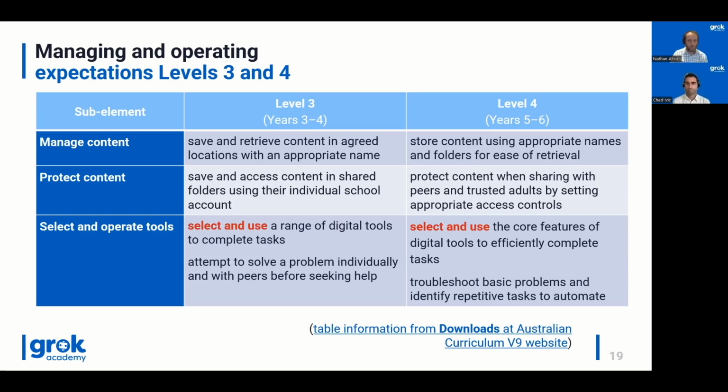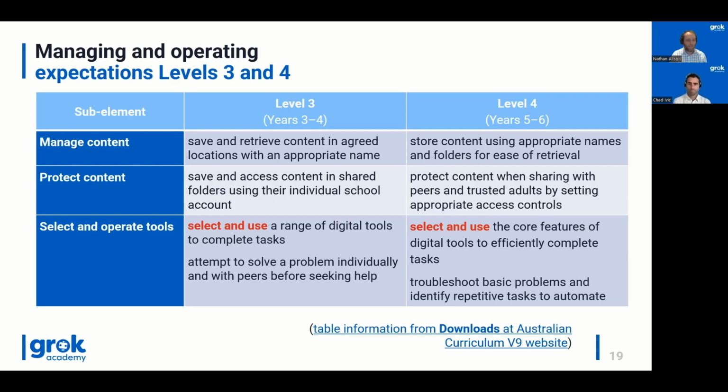In our first example, we're going to be choosing this sub-element of selecting and operating tools. And we've highlighted the bit we're interested in for this example: selecting and using a range of digital tools to complete tasks. That's at level 3. And then at level 4, it's selecting and using the core features of digital tools to efficiently complete tasks.